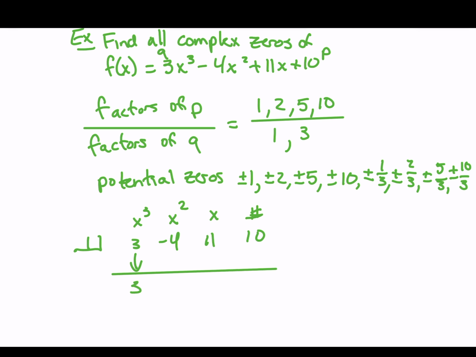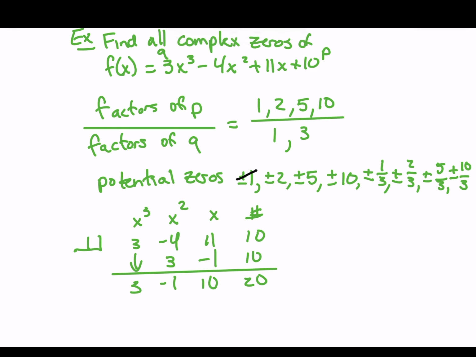So 3 times 1 is 3. -4 plus 3 is -1. 1 times -1 is -1. 11 plus a -1 is 10. And 10 times 1 is 10. So we get 20. So our remainder is 20. So f of 1 would give us 20. So that is not a 0. So I'll just take and mark out that +1.